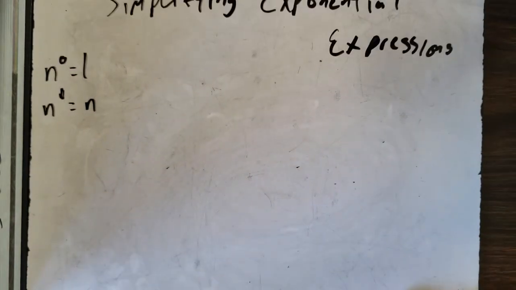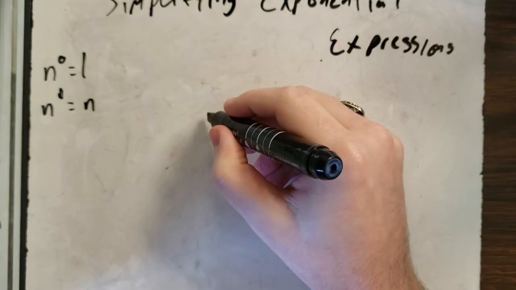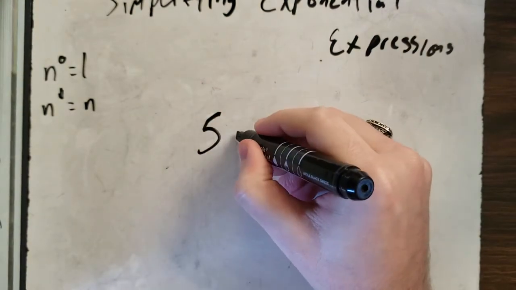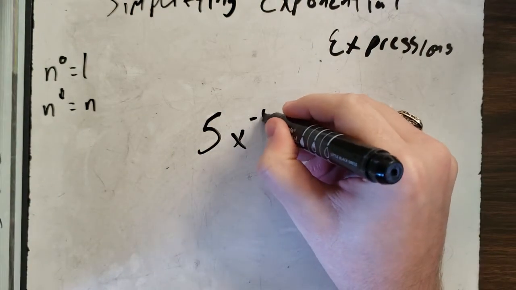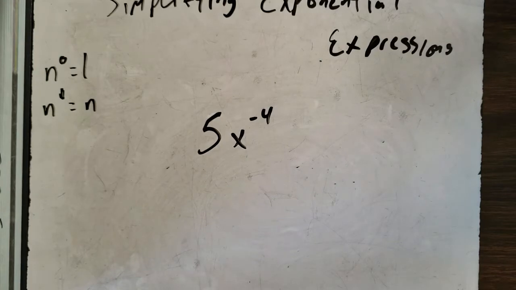Okay. So now what if we have them all together and we have an expression? Let's start off simple. Let's say we have 5x to the negative 4th. Okay, so let's start with that.